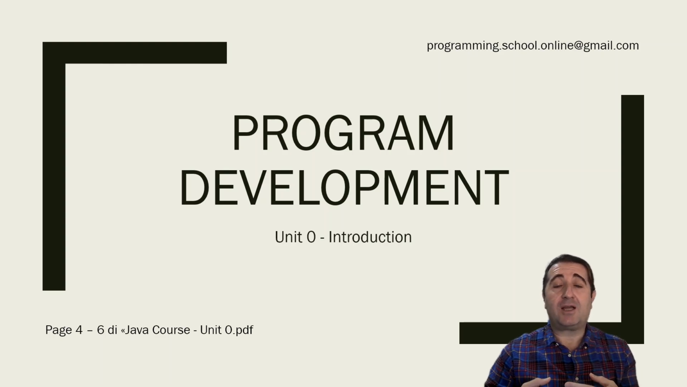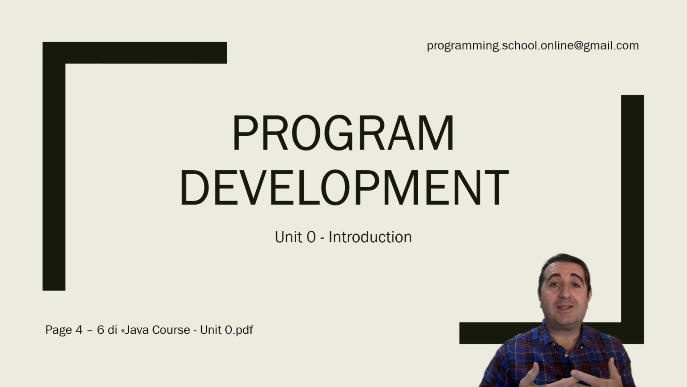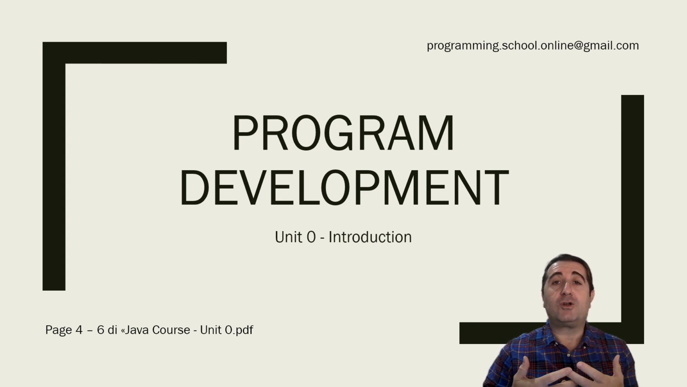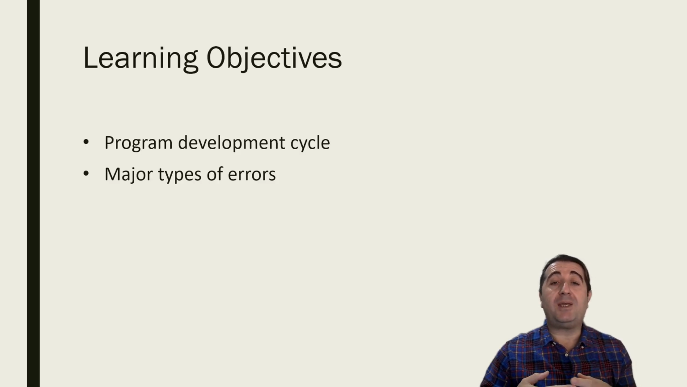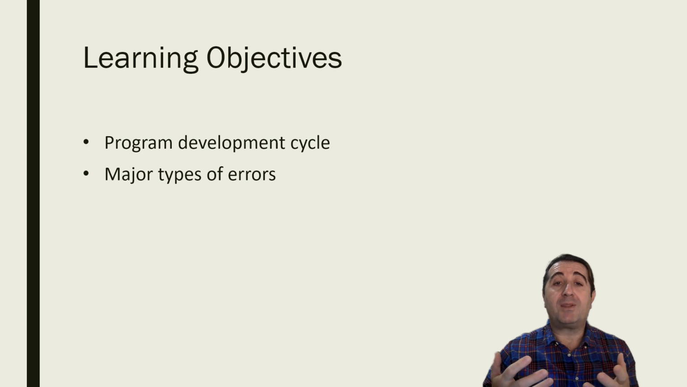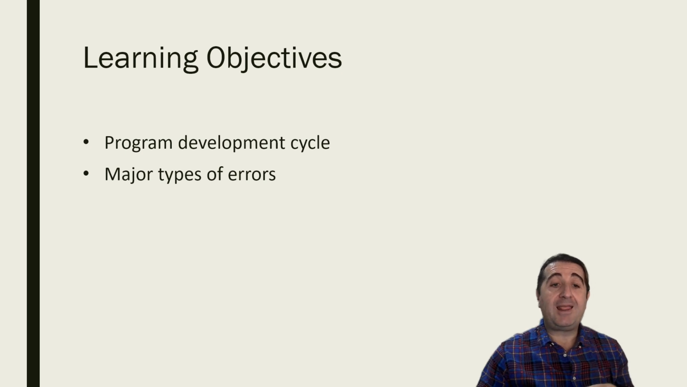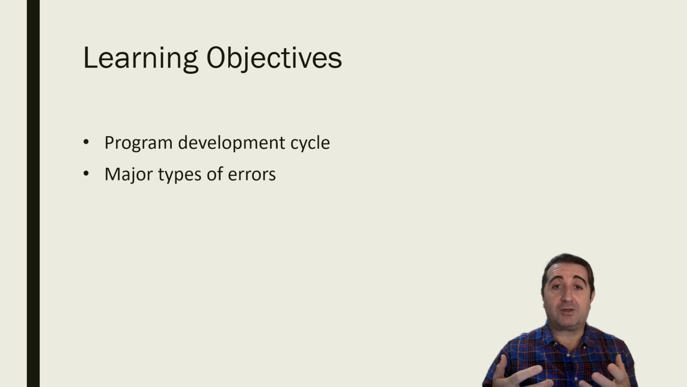This will be the second introductory lesson, and this time we'll talk about program development. You can find everything we will talk about in this lesson on page 4 to 6 of the Unit 0 PDF. Now, today's learning objective will be to learn about the program development cycle and the major types of errors.